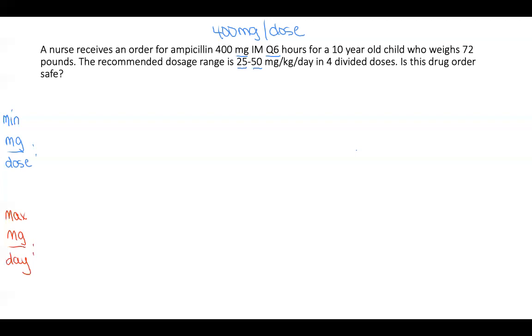So we'll start with minimum. Remember, we're solving for the recommended dosage. We're not using the order yet. So we're going to build our box, and in our box is going to go our recommended minimum dosage, which is 25 milligrams per kilogram per day. So 25 milligrams over kilograms per day. I also need the weight of the patient, which is 72 pounds.